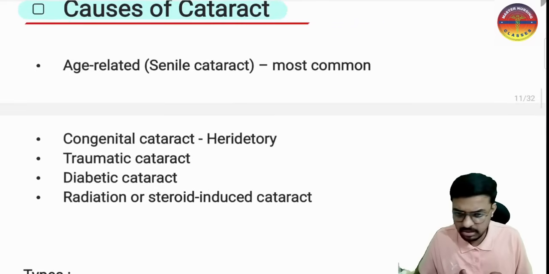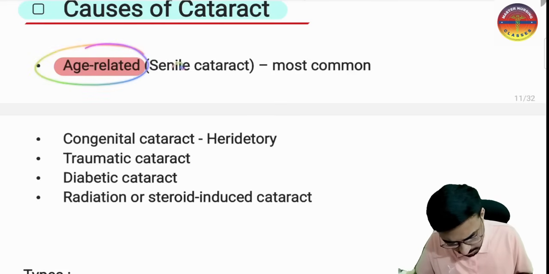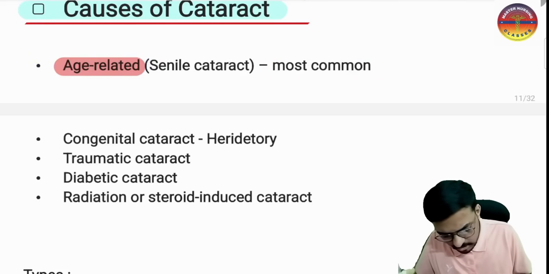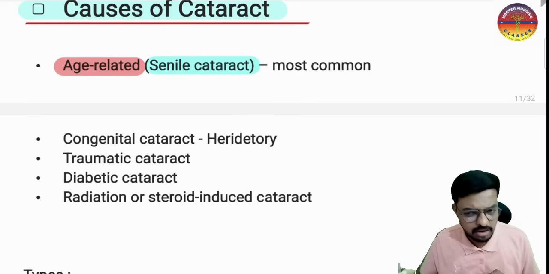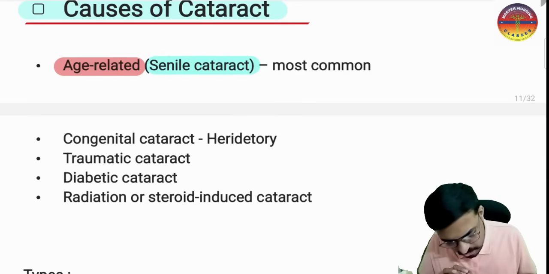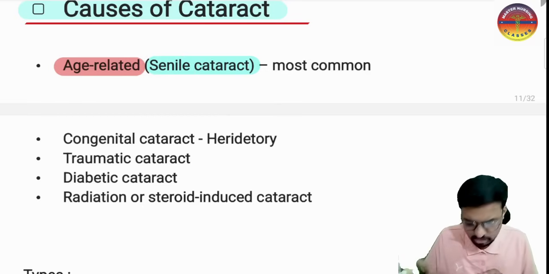The most common cause of cataract is age-related cataract. This is the most common type of cataract, and the age-related cataract is the senile cataract. Wherever you get the word age-related, always try to find the word senile. Senile is a problem associated with age.